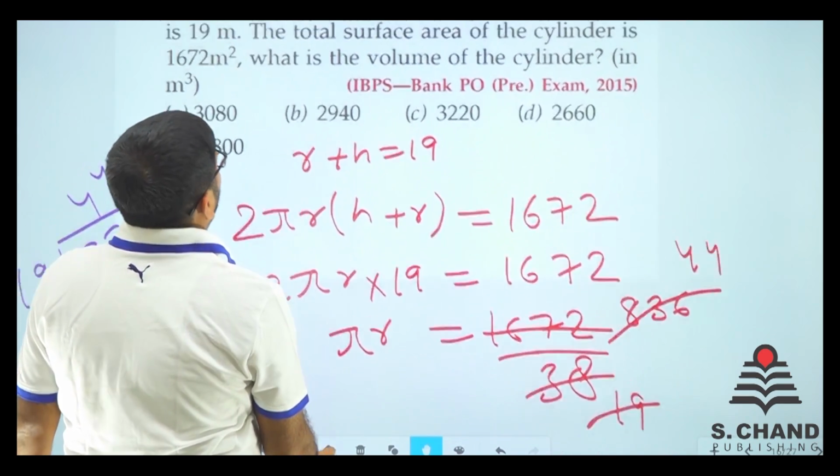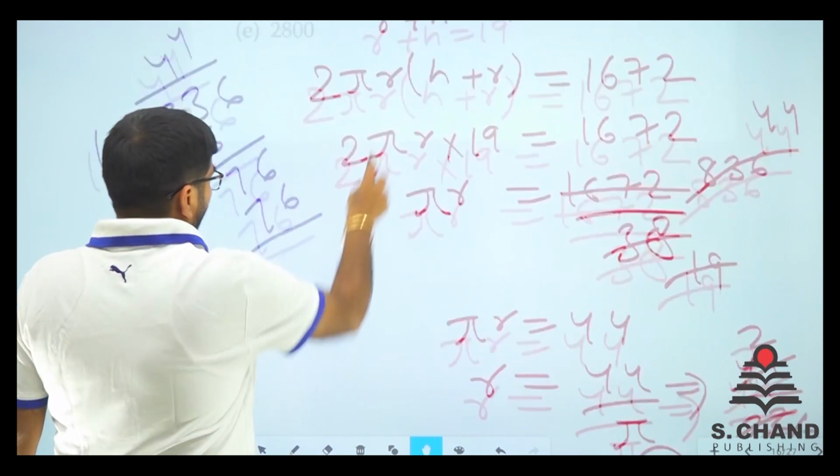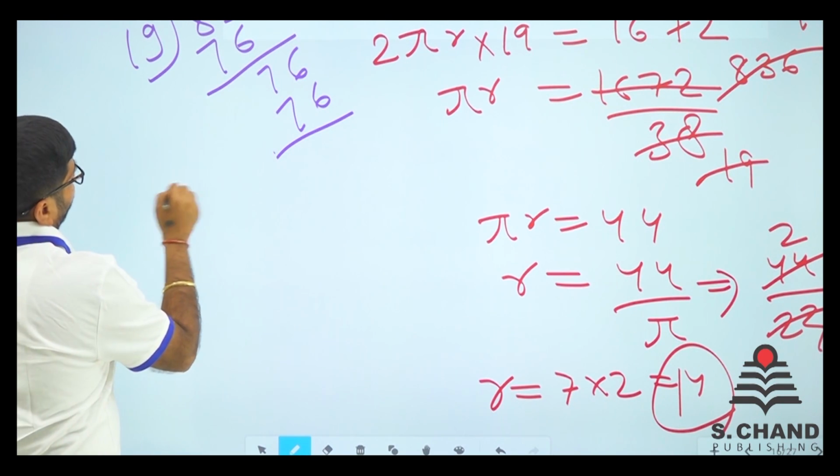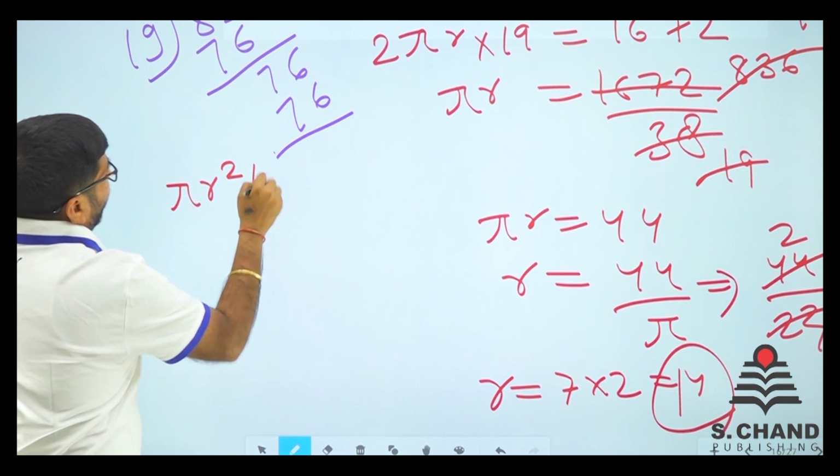Now what is the question? The question is, what is the volume of the cylinder? You know the volume of a cylinder. The cylinder's volume is pi r square h.